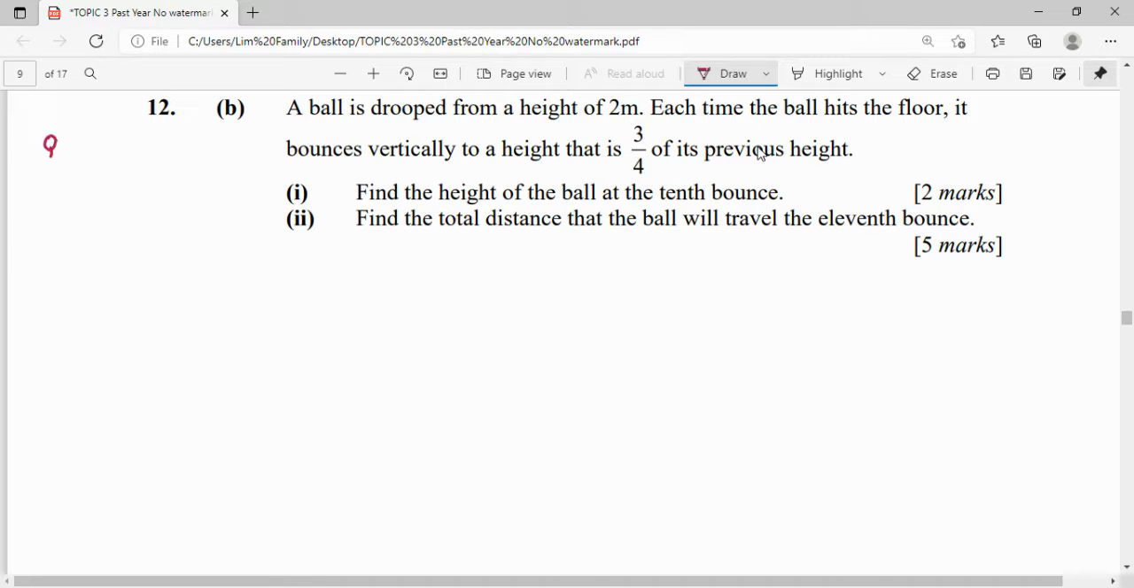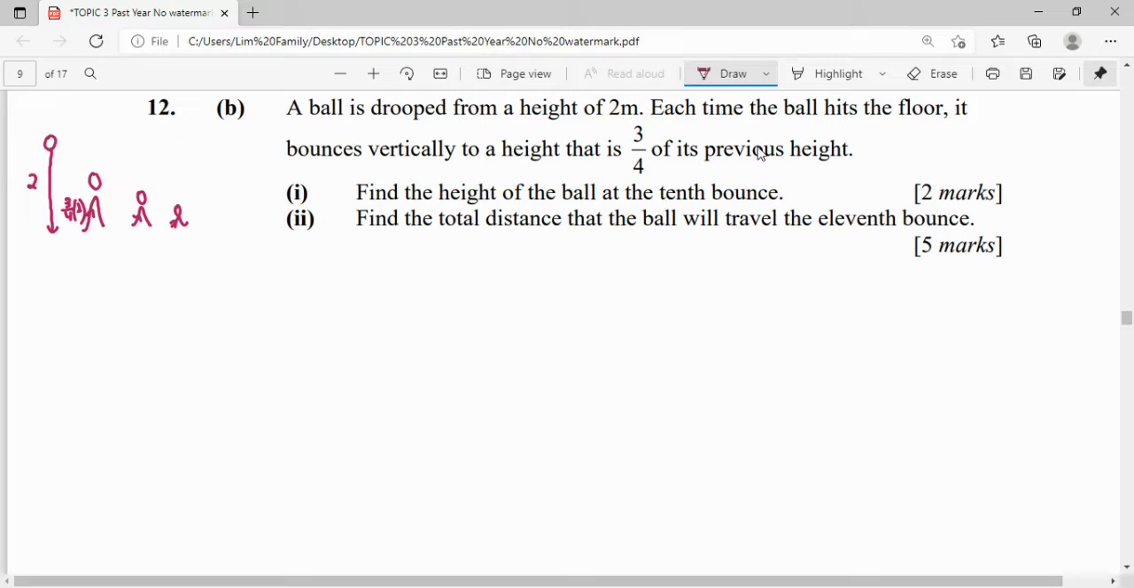So let us illustrate this situation. Our ball we will drop from the height of 2 meters. So you're going to bounce, so you'll bounce, and then again, and then again continue. So for each bounce, the height will be 3 over 4 of its previous height.